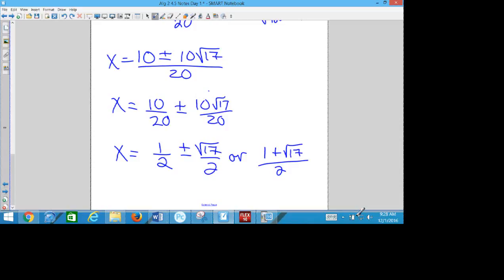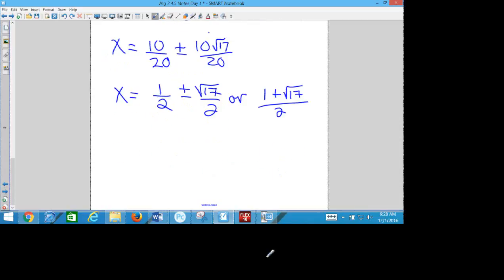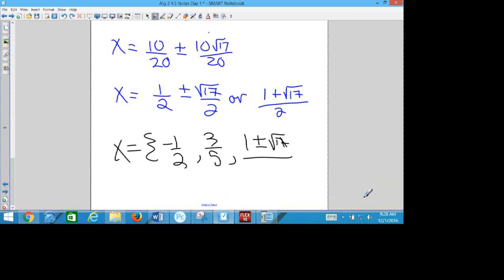So now we're going to list all of our answers. What was the very first answer we got? Negative a half. Then we got 3/5. And then we got 1 plus or minus square root 17 over 2. So we have all 4 answers.